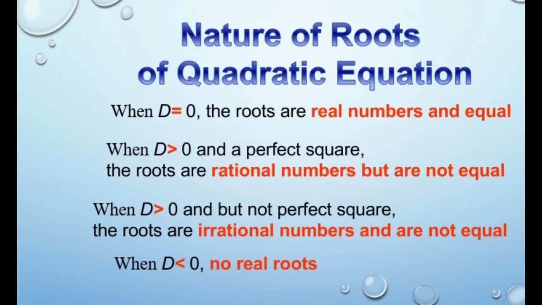Here is our summary of our topic for today. The nature of roots depends upon the value of the discriminant, from substituting into b squared minus 4ac. When your discriminant is equal to 0, the roots are real numbers and equal. When the discriminant is greater than 0 and a perfect square, the roots are rational numbers but are not equal. When your D is greater than 0 but not a perfect square, the roots are irrational numbers and are not equal. And when your D is less than 0, there are no real roots.